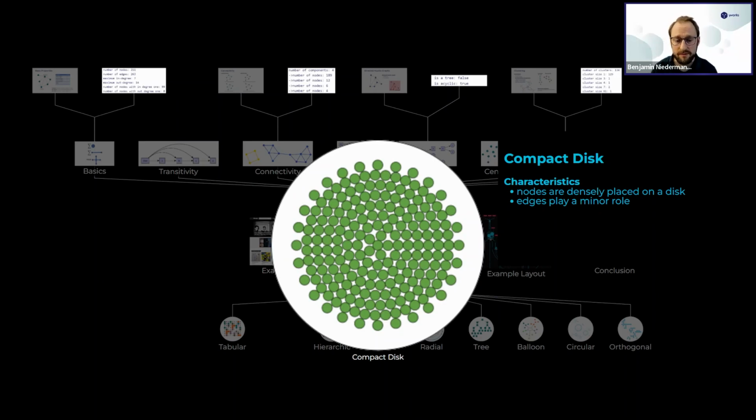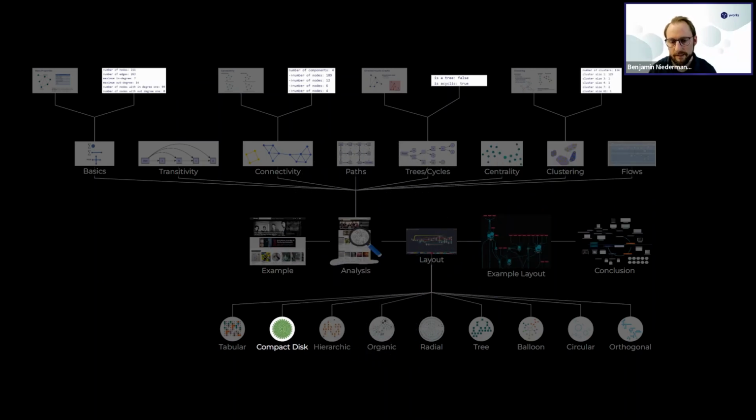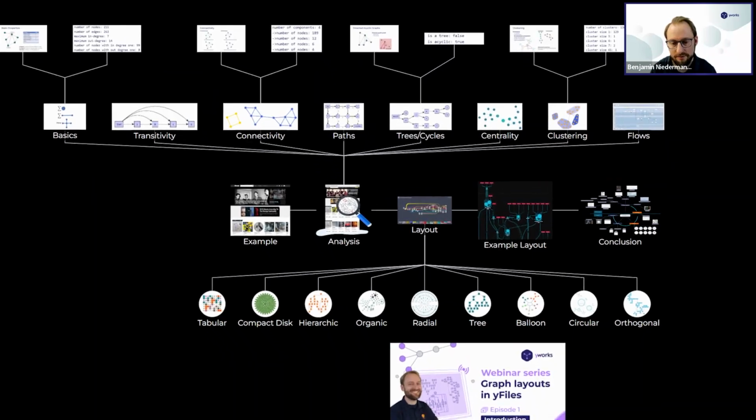Why do I mention this compact disk layout at this point? Later on in the example, I would like to use it as a sub layout to express further information in our group nodes. And with this, I would like to wrap up this discussion of the layouts.